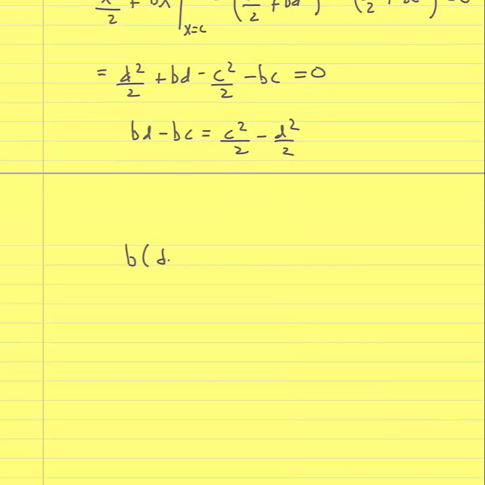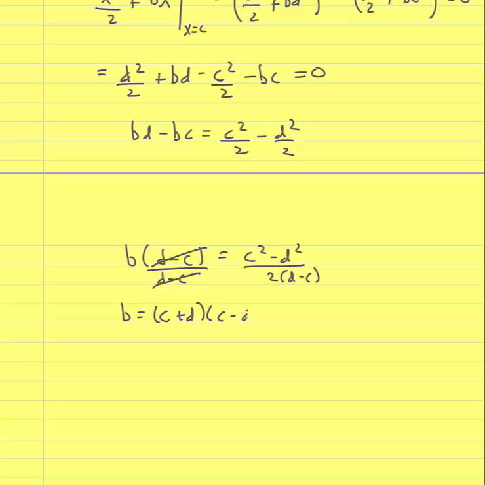And I'm left with b times the quantity d minus c. And I have a common denominator here, so let's go ahead and combine those. I'll finish this off by dividing through by d minus c. And I get b is equal to c squared minus d squared. Oh, that's a difference of perfect squares. Let's rewrite that. C plus d, c minus d, all over 2 times d minus c. Now if you notice, these are really, really close to canceling, but not quite.